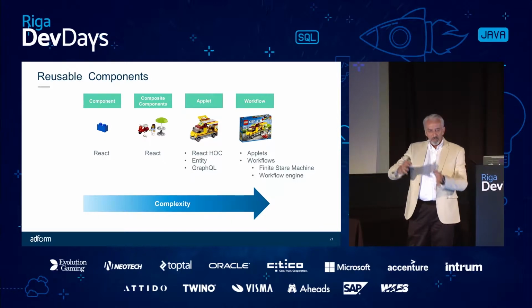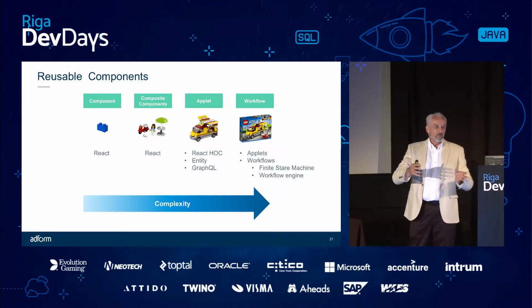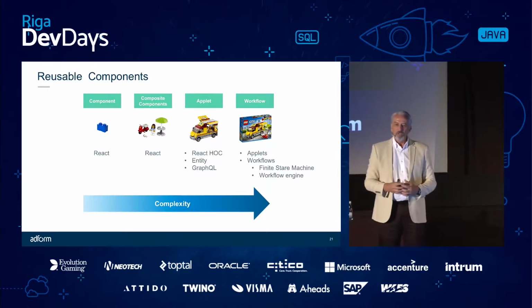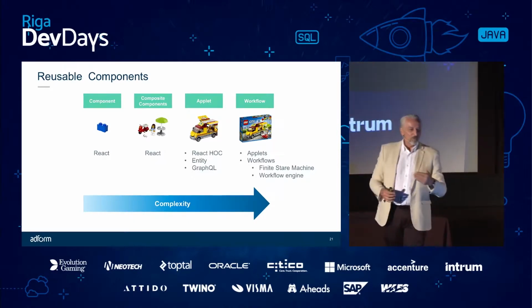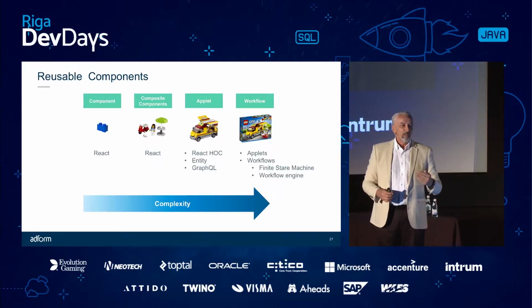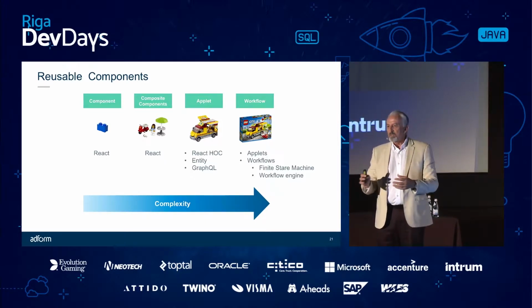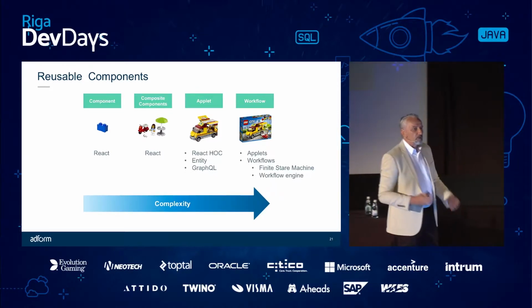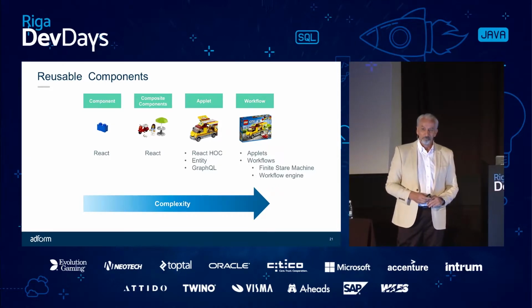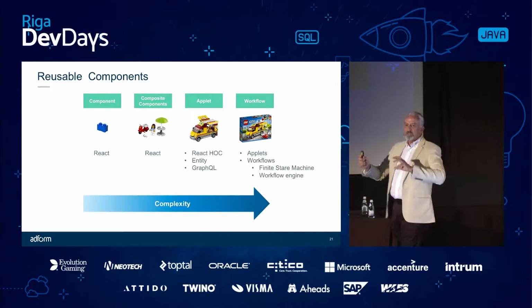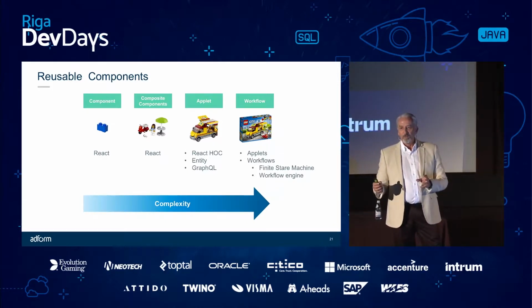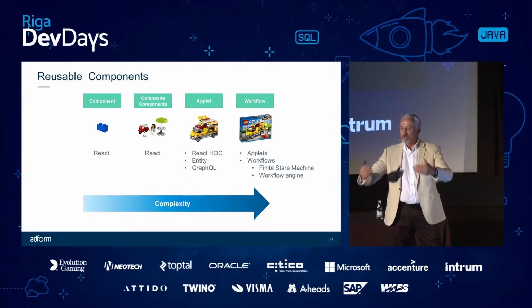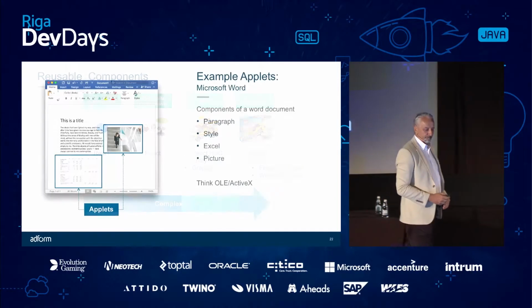An applet is the next level up in complexity. For the React people, it's a high order component. It has a bunch of stuff associated with it, events and behaviors that the user interacts with. It also, in our definition, interacts with one single entity, and it knows the GraphQL queries, mutations, and subscriptions to play with that entity, to load the entity, to mutate the entity, to be signaled when the entity has changed. And then you stitch all of these things together into a workflow. A workflow is essentially simply a finite state machine and an engine to implement that finite state machine.